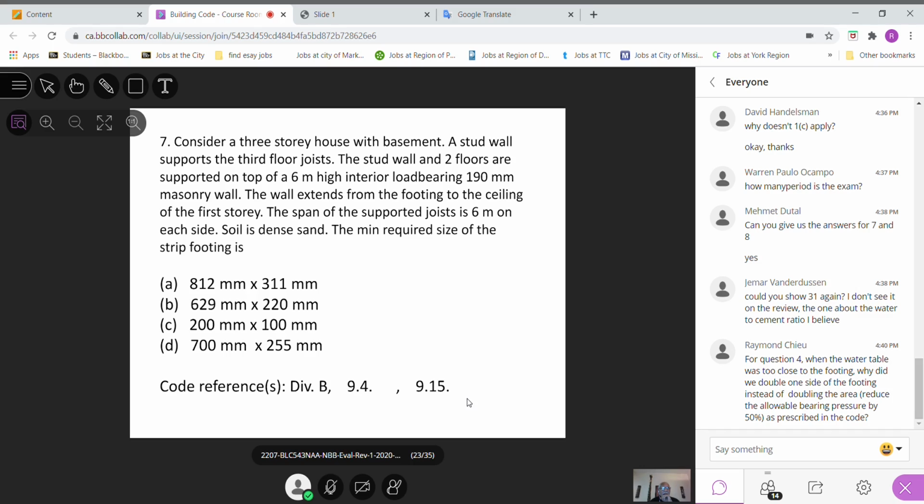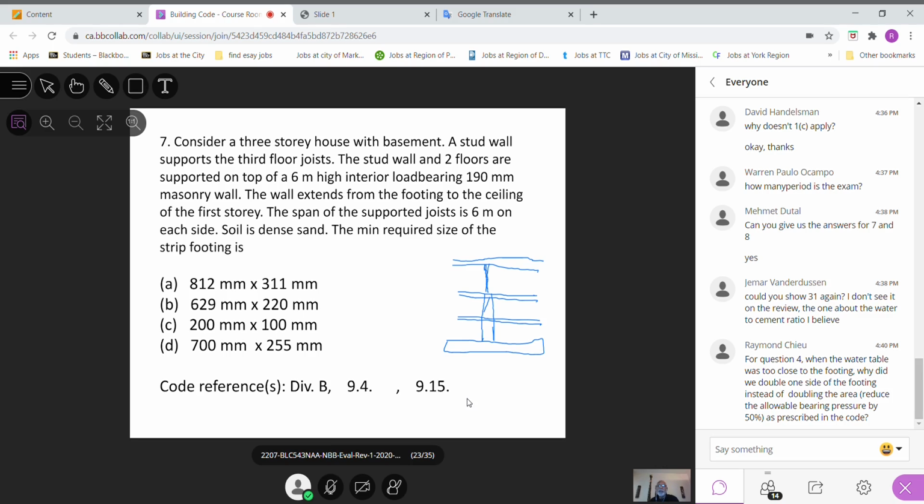So we have here now. You see, sometimes it's fun playing with this thing. So here I have a 6-meter wall that goes to the first floor ceiling. This is my basement. First floor ceiling, and then I have another floor above. That floor is supported by the stud wall. Okay, so that gives me 3 stories.